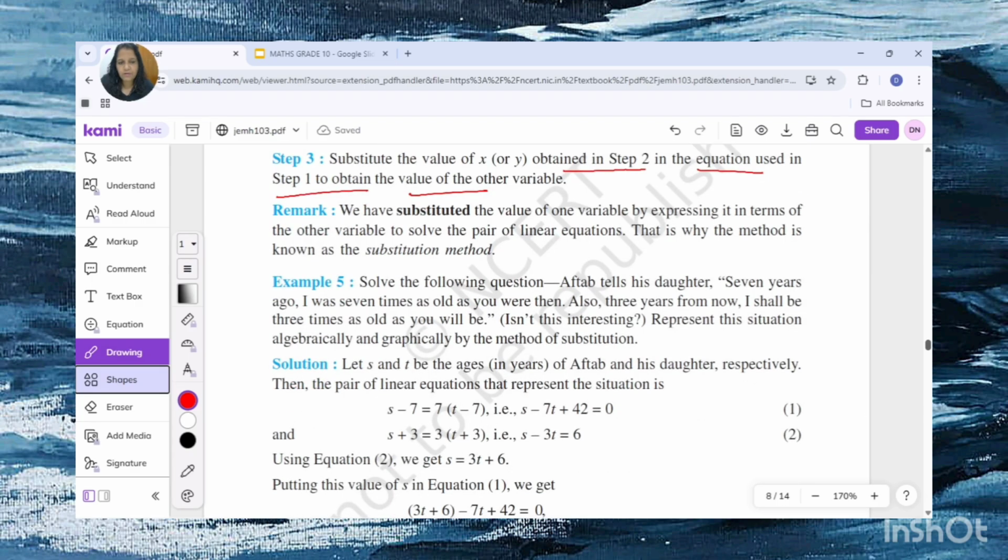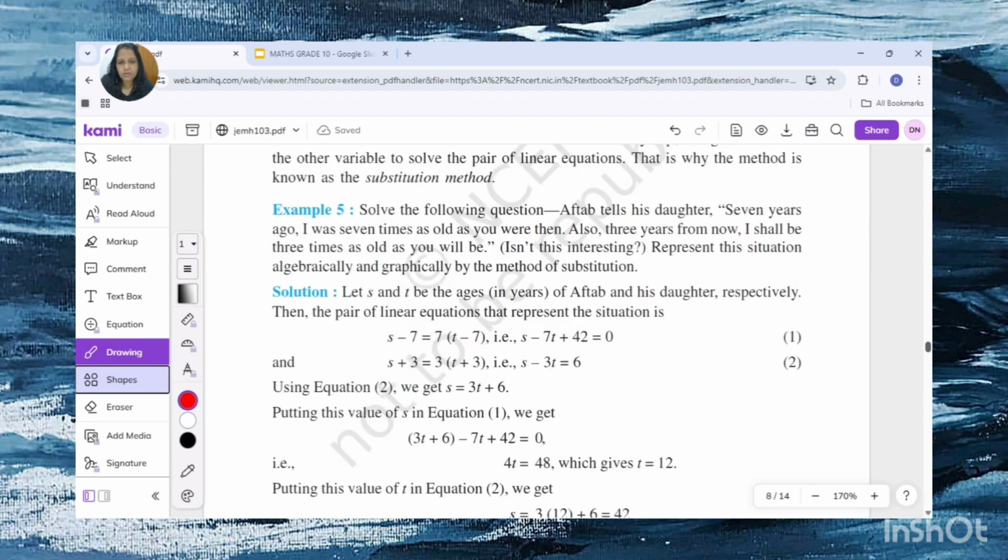Let's see example number 5. Solve the following question. Aftab tells his daughter, 7 years ago, I was 7 times as old as you were then. Also 3 years from now, I shall be 3 times as old as you will be. For such kind of questions, remember one rule, that whenever we use previous years, we always subtract. And whenever we use after years, they are always added.